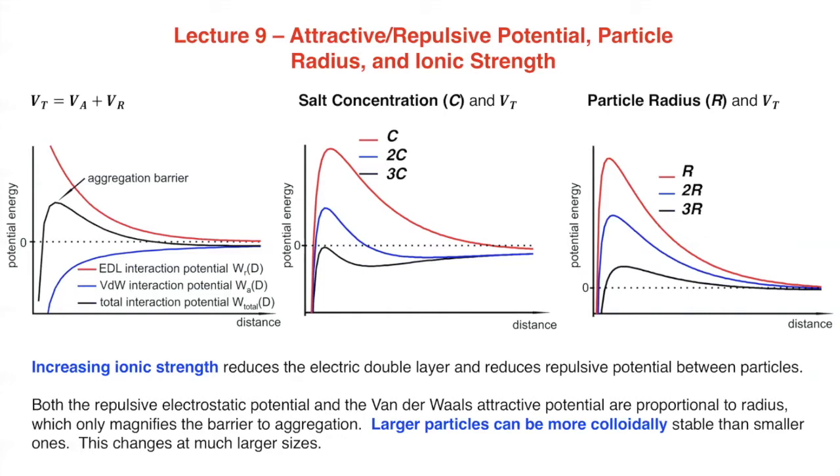Another somewhat surprising result is that the particle radius is actually an important parameter in determining colloidal stability. In an electrostatically stabilized situation, larger particles tend to be more colloidally stable than smaller ones.